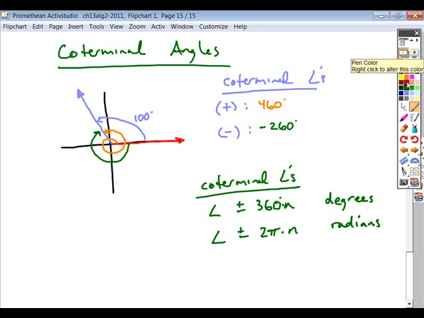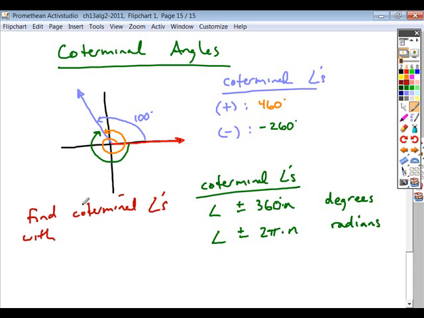Okay, so if I asked you to find coterminal angles, one positive and one negative, and I gave you 7 pi over 12. What would be a positive coterminal angle with that? Okay, we add 2 pi.